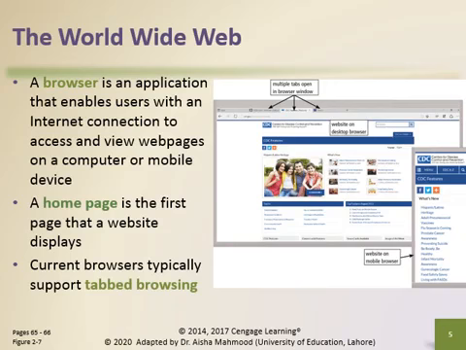Now, navigating through the web. Recall from week 1 that a browser is an application that enables users with an internet connection to access and view web pages on a computer or mobile device. Internet capable mobile devices such as smartphones use a special type of browser called a mobile browser, which is designed for their smaller screens and limited computing power. Many websites can detect if you are accessing their content on a mobile device or on your desktop computer.